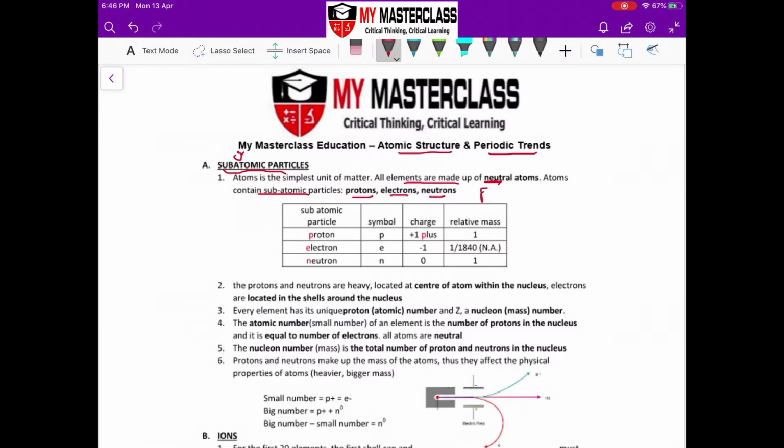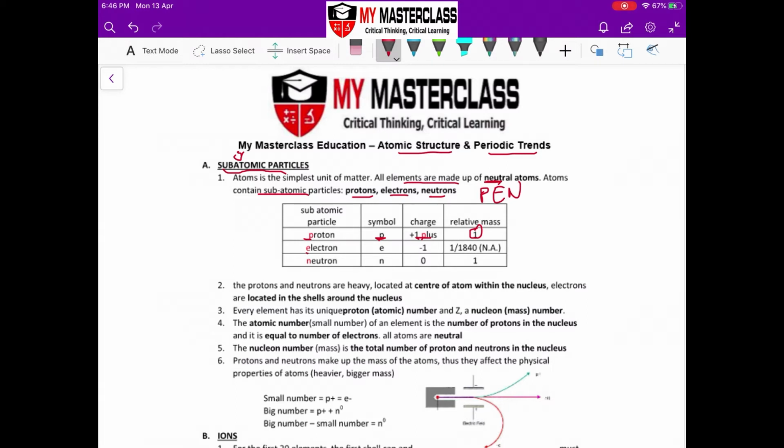I remember it as PEN. My protons have these properties. Proton, symbol P, has a charge of +1. P and P, so I remember it that way. So protons have a charge of +1 and a mass of 1.